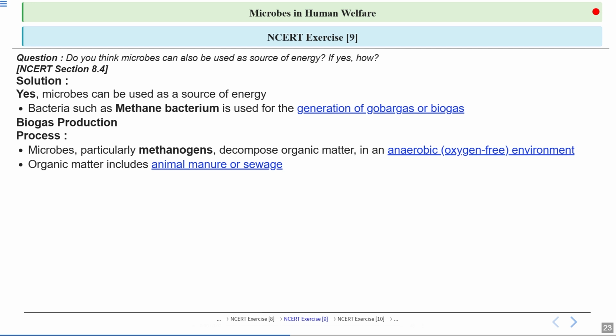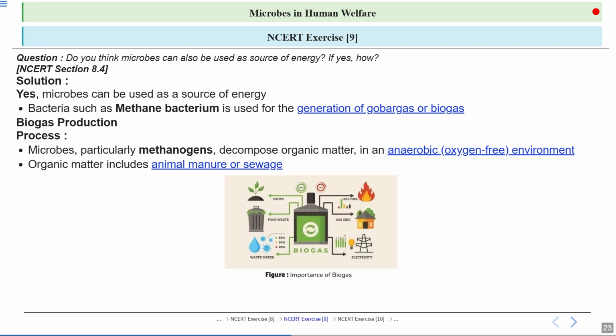Now, the organic materials that these microorganisms break down can be things like animal waste. Organic matter includes animal manure or sewage. Clear? Here you can see an image showing the importance of biogas. Biogas can be used as a fuel. It has various applications, and the spent slurry, the leftover slurry, can be used as a biofertilizer as well.